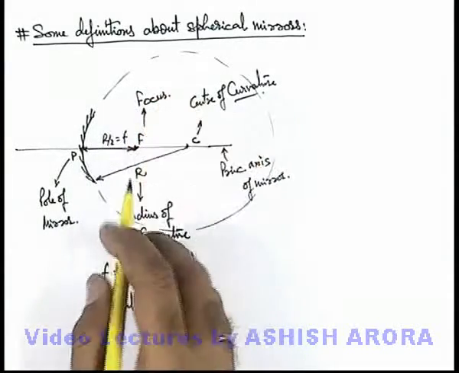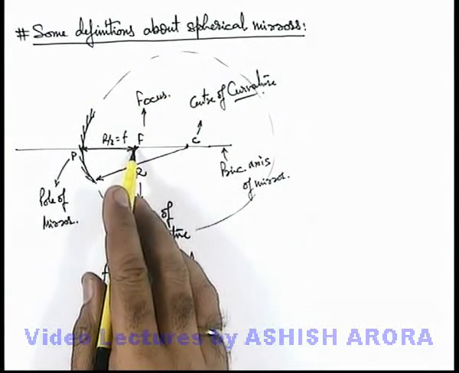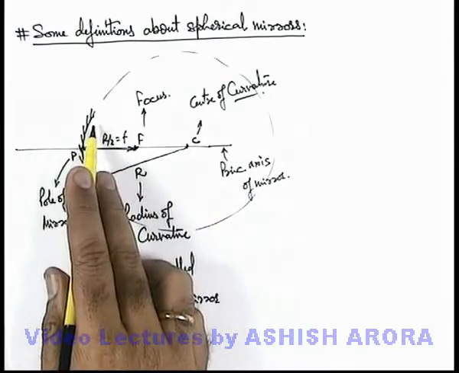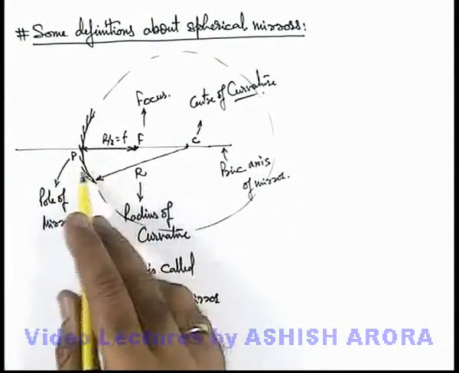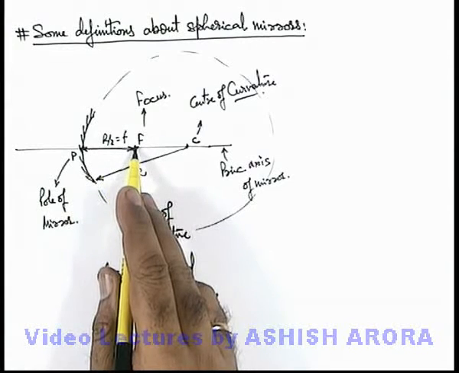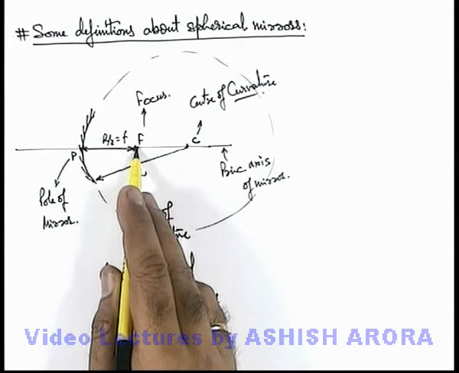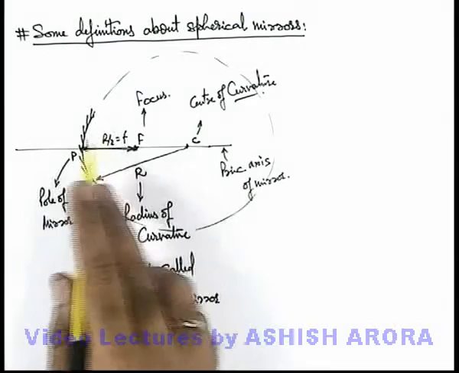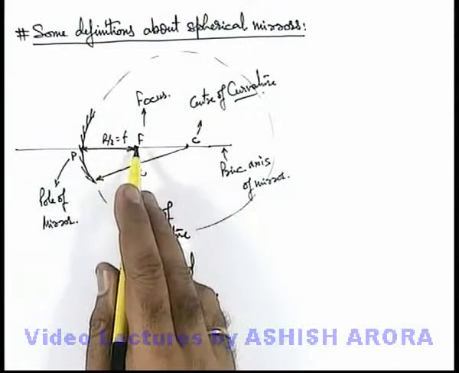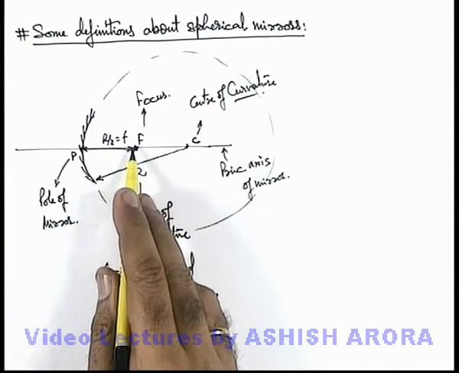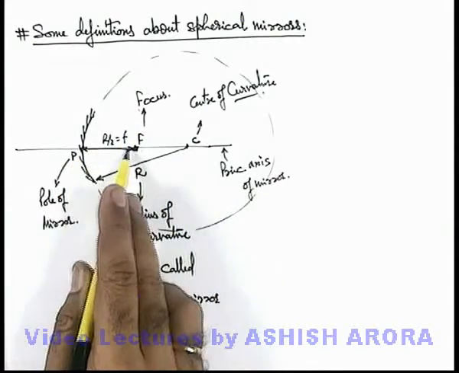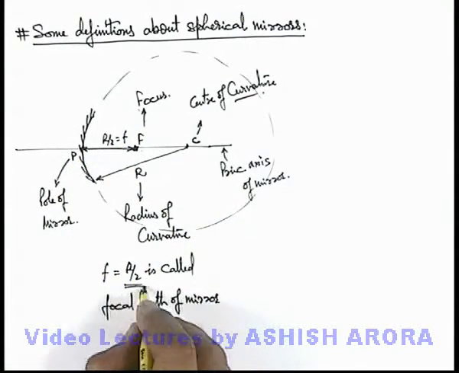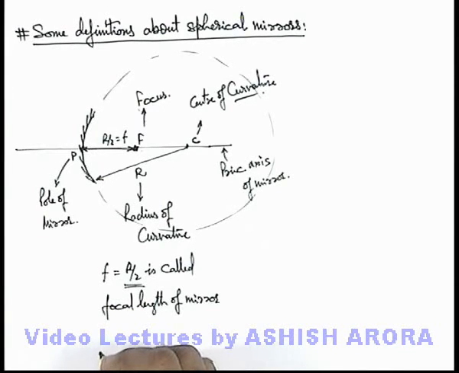This is the same point which we discussed in the previous section: when rays parallel to the principal axis are incident onto the mirror, after reflection all these light rays pass through the focus. So this is a point where all parallel incident rays converge and produce an image. So the distance of the focal point or focus from the pole of the mirror is called the focal length, and the focal length is r by 2, where r is the radius of curvature.